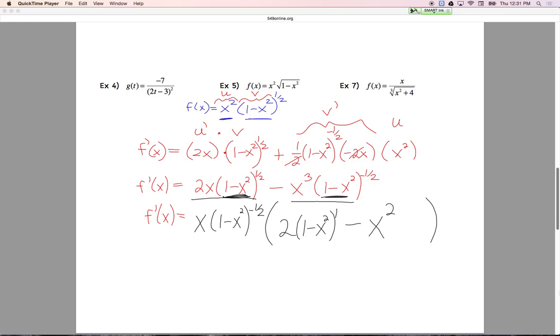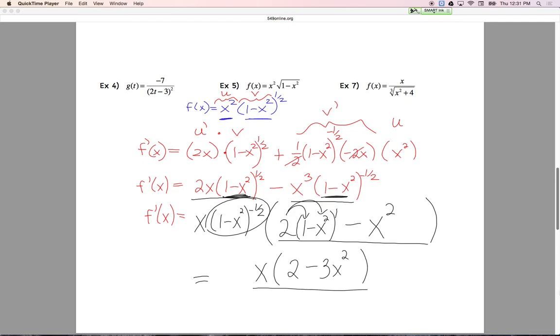Now, you can simplify in this big parentheses, and you can move this one to the bottom. So this x could be left out front, so it'll be x times whatever this simplifies to. Let's do it. We can do this in our head. 2 minus 2x squared minus x squared. What will that be? 2 minus 3x squared. This is negative. Okay, good with that? All over this thing, pop to the bottom.